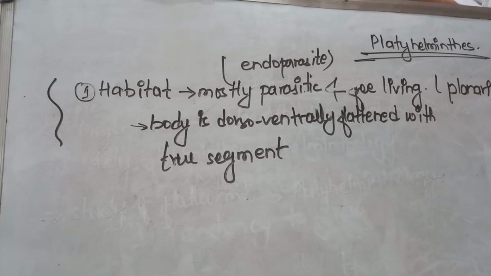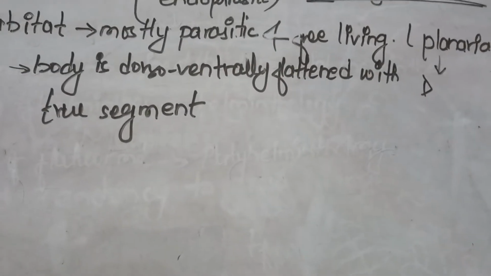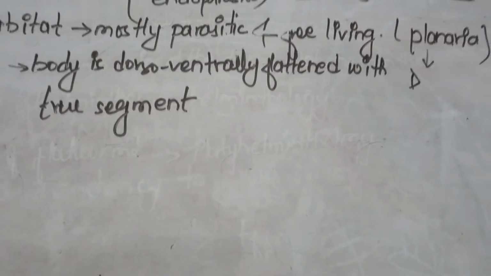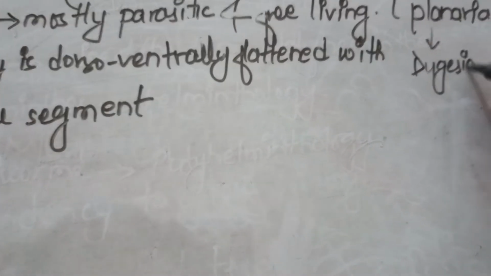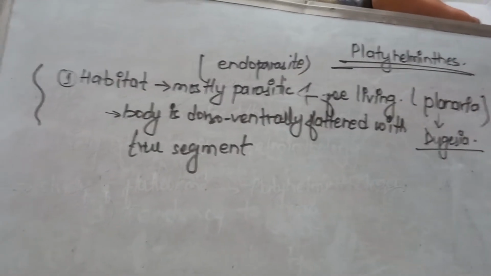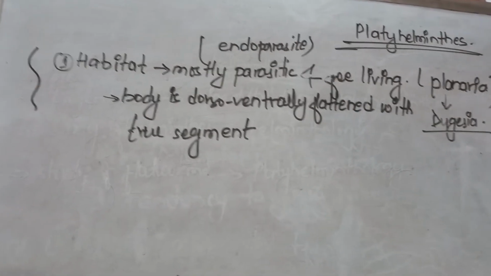The scientific name of planaria is Dugesia. Dugesia is the scientific name of planaria.